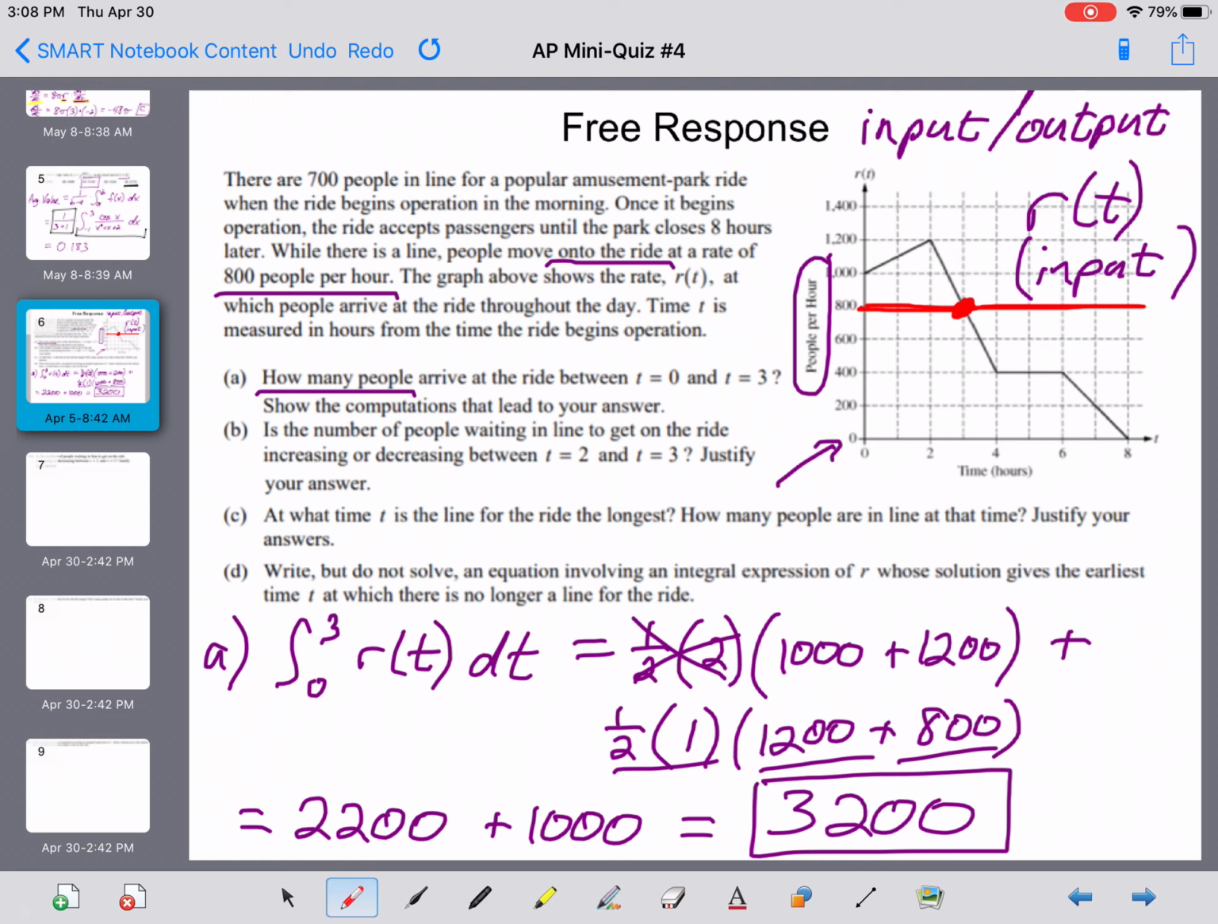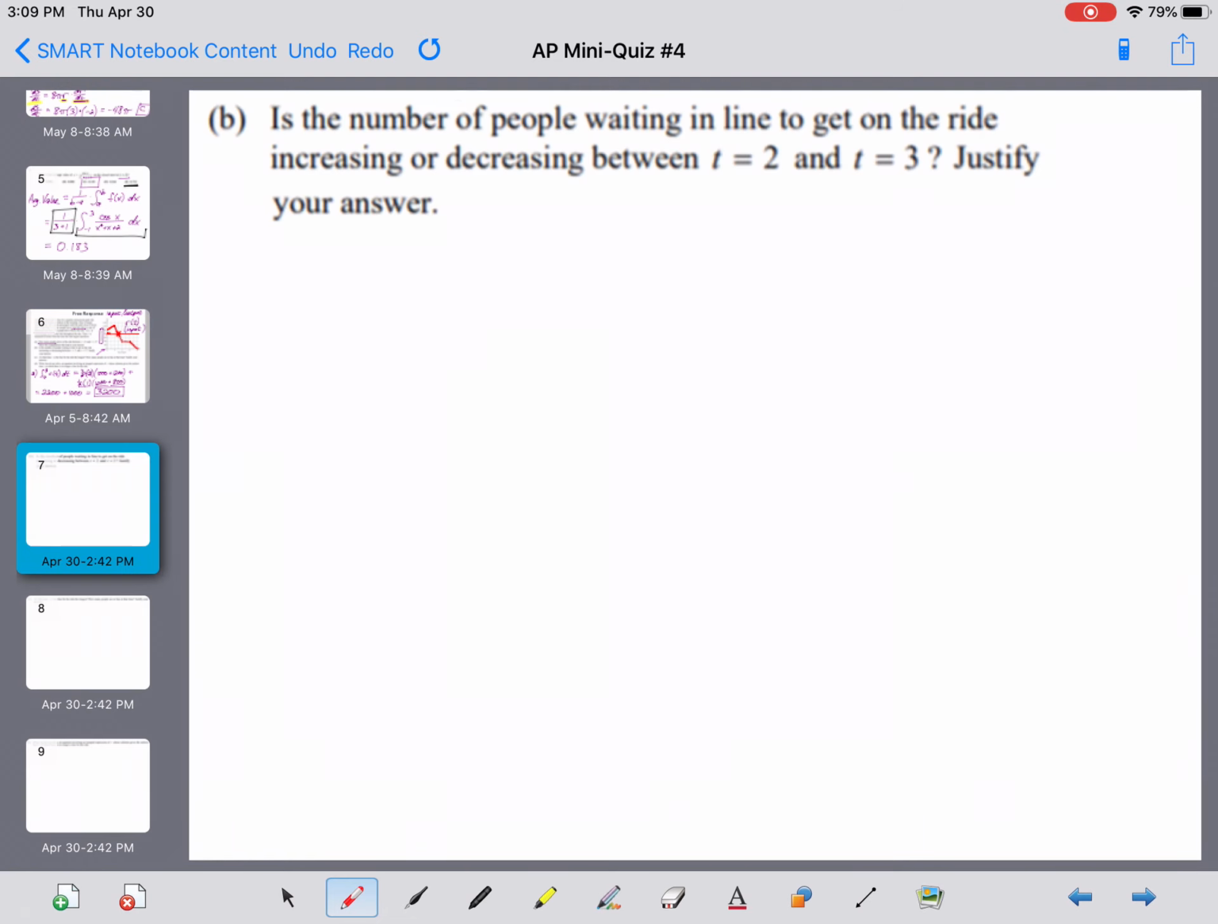Now, prior to t equals 3, which would be here and here, what we can see is that our r of t value is greater than the 800, the rate at which people were getting out of line. And every time after t equals 3, now this r of t function dips below. That means that for most of the day here, people are showing up for the line at a rate slower than they're getting on the ride and getting out of line. So the maximum possible time here for people in the line is going to happen right here. Prior to t equals 3, the line was growing because r of t was greater than 800. After that time, r of t is always less than 800, so that line is always going to be shrinking.